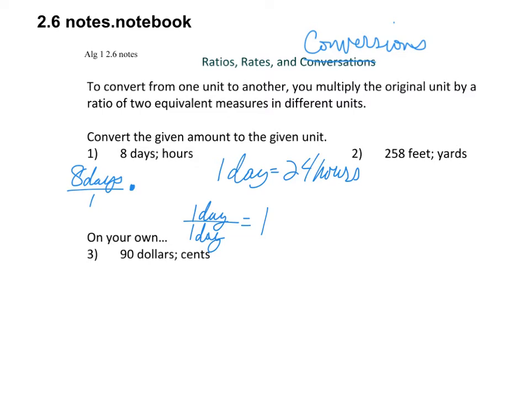So what we do is we take this idea that 1 day is equal to 24 hours, and we multiply by 24 hours over 1 day. We're multiplying 8 days by 1. But what's going to happen is our units of days are going to cancel out, and then we're going to be left with some sort of measurement in hours.